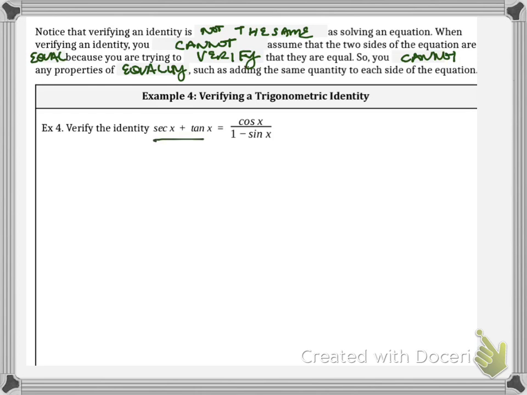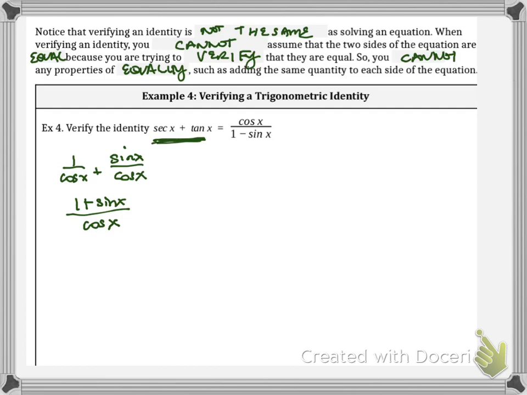All right, so let's try this example here. So I'm going to go ahead and do this left side, secant of x plus tan of x, and I want to make it look like cosine of x over 1 minus sine of x. So secant of x, that is 1 over cosine of x, and tangent is sine of x over cosine of x. So this is nice because we have a common denominator, so let's rewrite this. 1 plus sine of x over cosine of x, so just a common denominator.